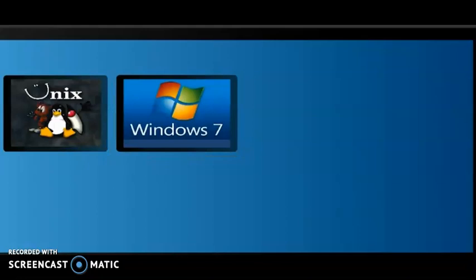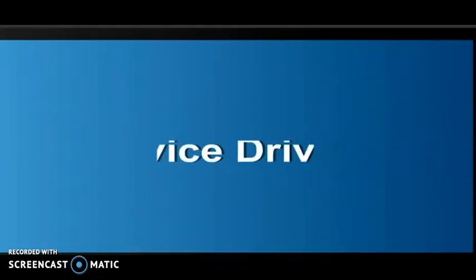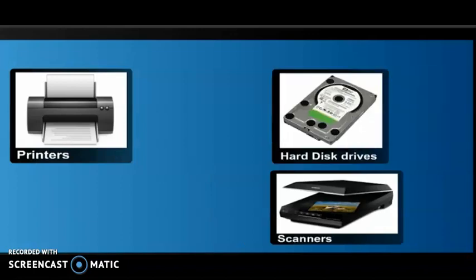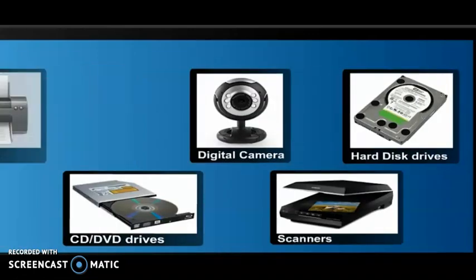So far I have been saying software. What is software? Software is a collection of computer programs that provides instruction to the computer to perform a specific task. Is it clear? Now it can be a printer or a scanner or a hard disk or a CD or DVD drive or a digital camera. Anything can be taken as a software.